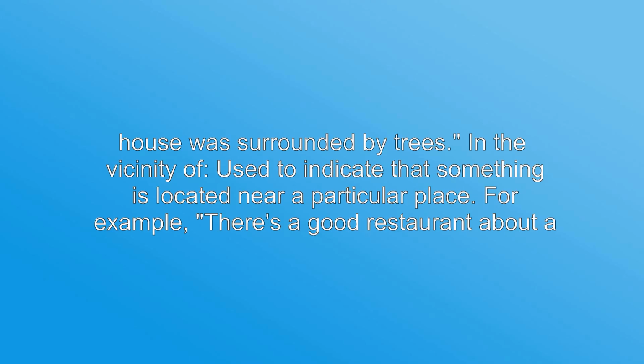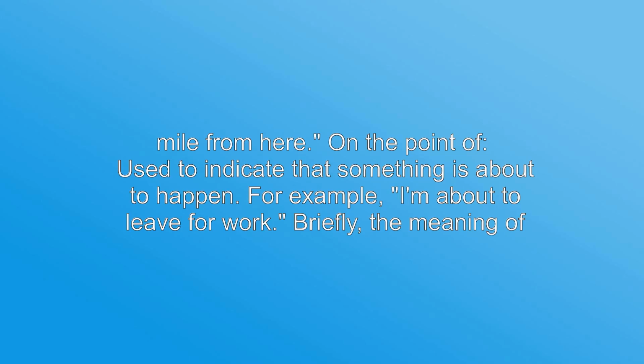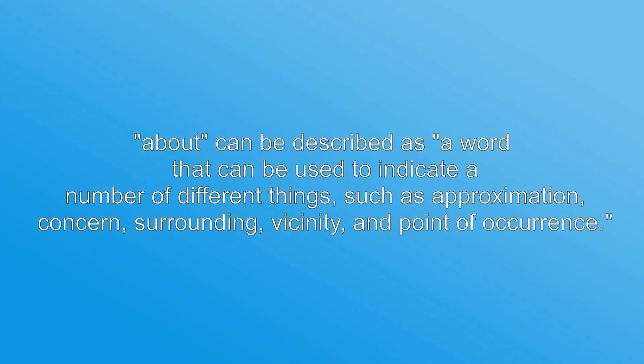On the point of, used to indicate that something is about to happen. For example, I'm about to leave for work. Briefly, the meaning of about can be described as a word that can be used to indicate a number of different things, such as approximation, concern, surrounding, vicinity, and point of occurrence.